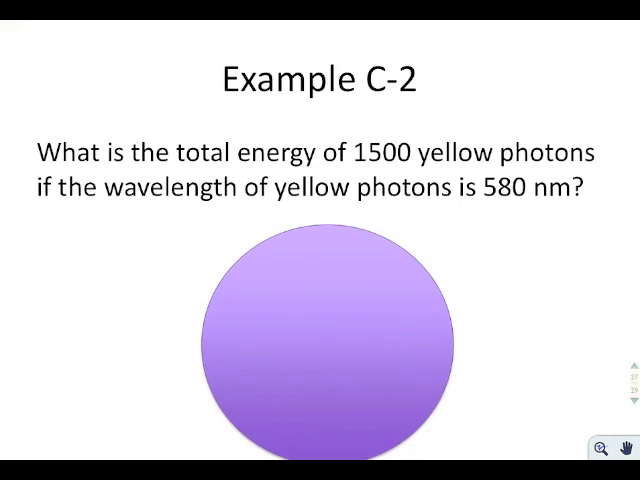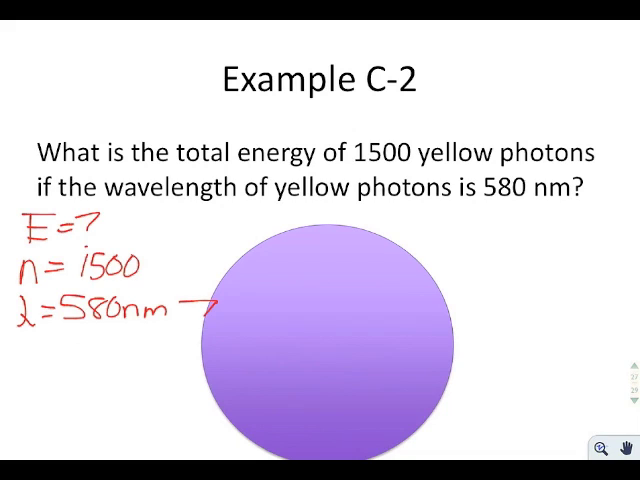What is the total energy of 1,500 yellow photons if the wavelength is 580 nanometers? So we look at what information we're given. We're looking for the total energy. We have the number of yellow photons. We have the wavelength of those photons as being 580 nanometers, which converted would give you 5.8 times 10 to the negative 7th meters. And then you are trying to figure out what the energy is.